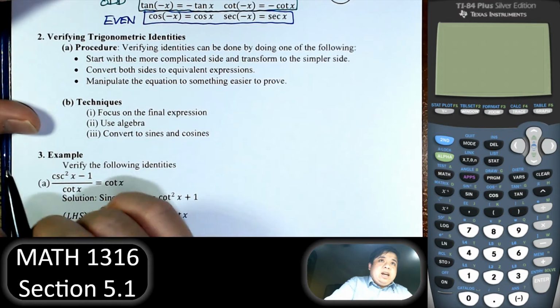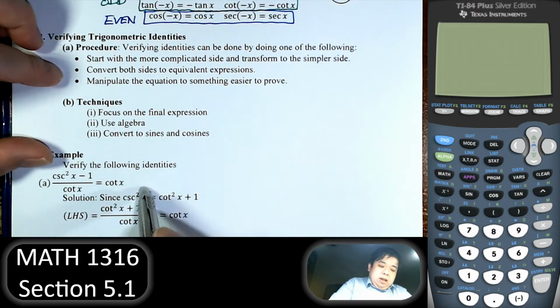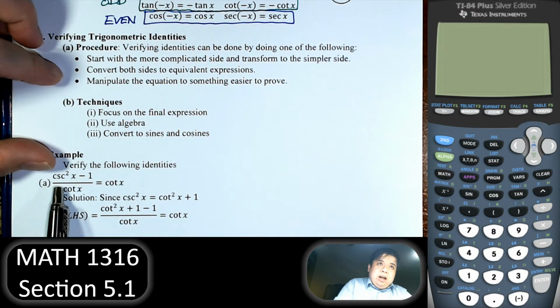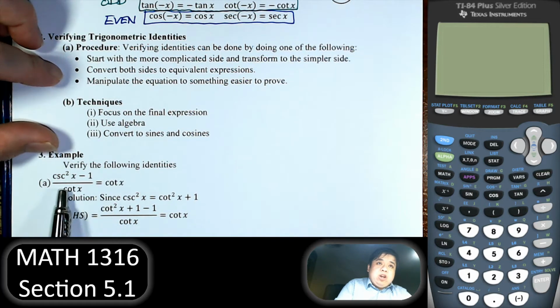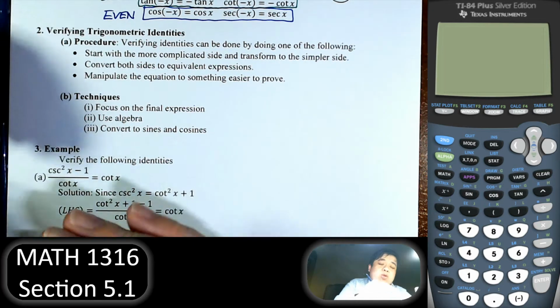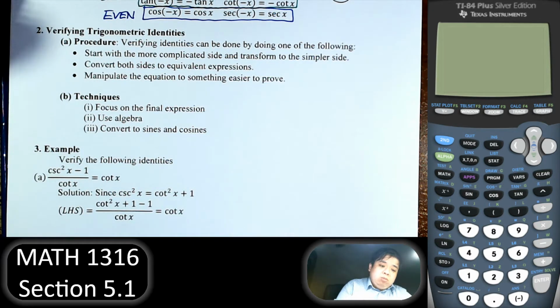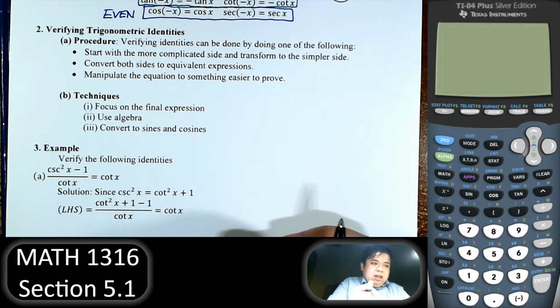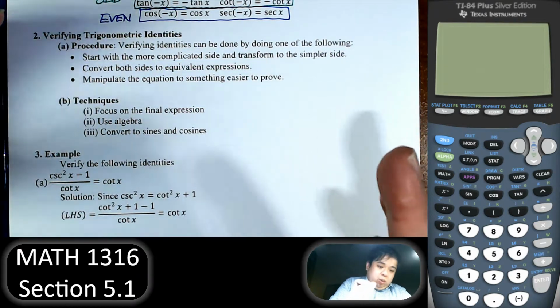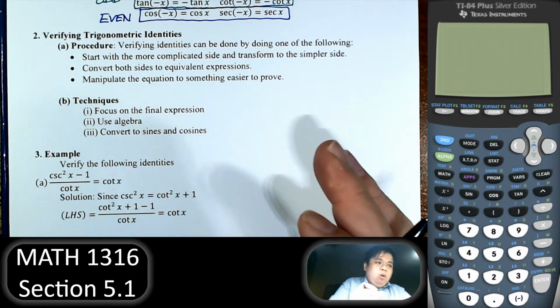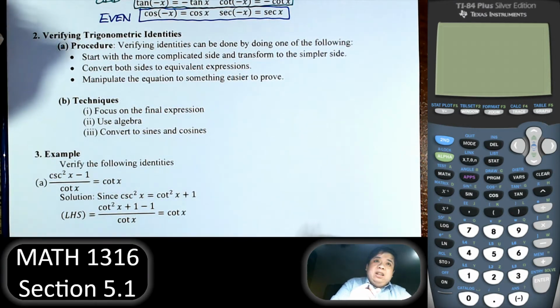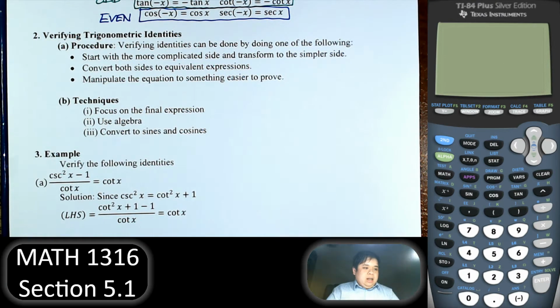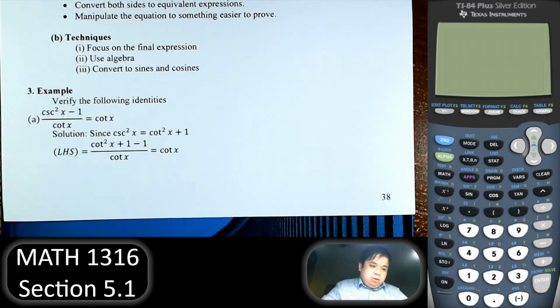Right, and the technique: we look at the final expression that we need to prove, and then we work toward it. Depending on the problem, we have to come up with a way to do that. Of course, there's no one method that can prove anything. Right. So let's look at the first example.